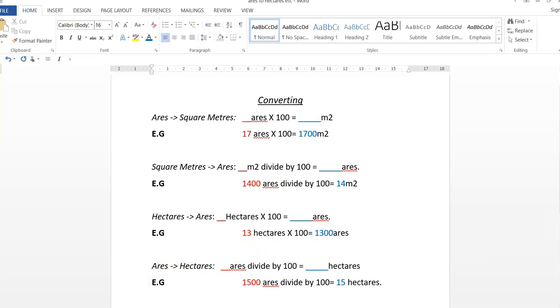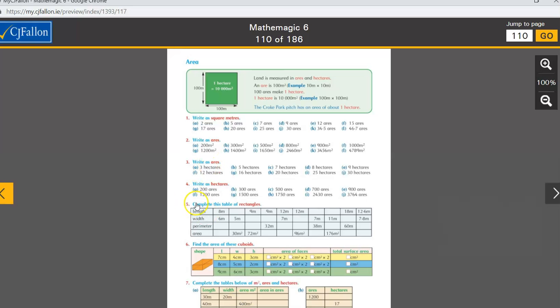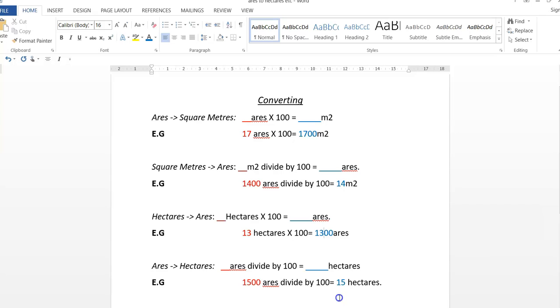And then question 4, write as hectares. So you have 200 acres. What is that in hectares? So we'll have a look at our formula. Here you go, you're going from acres to hectares. So however many acres, you divide it by 100 and that'll give you the hectares that you have. So 1,500 divided by 100, that will give you 15 hectares.